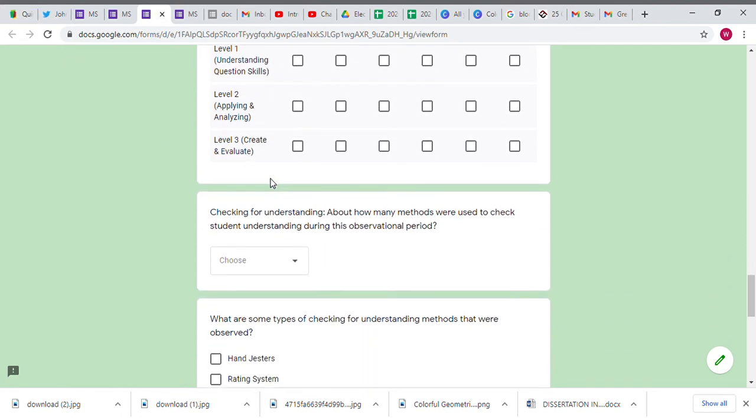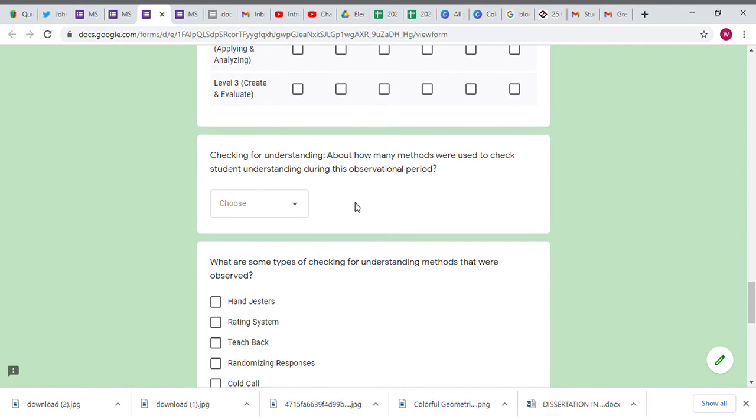Here's another one. This is another checkpoint. When we look for checking for understanding, which we said was good as well, we're going to ask how many methods were used to check student understanding during this observational period. We're going to say during that time, did we see 2 or fewer, or did we see 3 to 5? And if there's more than 5, I'll put a box in for that.